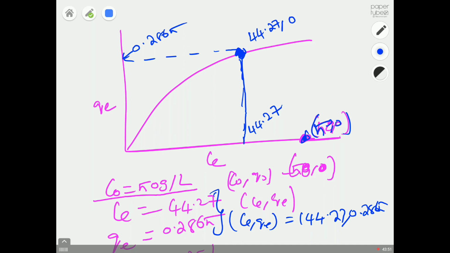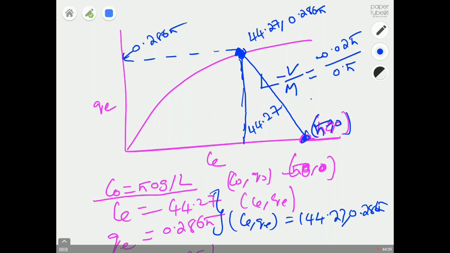So this point, they intersect at the equilibrium curve at this point, 44.27 comma 0.2865. If you connect these 2 points, this slope will be automatically equal to minus V by M, which should be equal to minus 0.025 divided by 0.5. So that's the meaning of this expression.